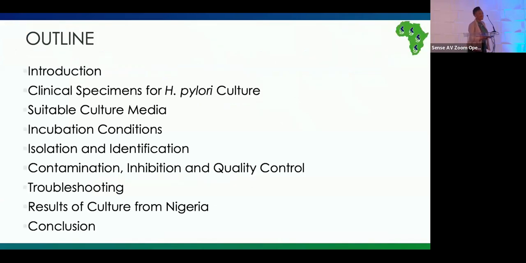I'll be guided by this outline. I'll be talking about the clinical specimen for H. pylori culture. What are the suitable culture media that will enable the optimal growth of H. pylori? Incubation conditions. How do we isolate and identify H. pylori? If contamination or inhibition happens, what do we do? How do we troubleshoot? And I'll be sharing some of the results from Nigeria.